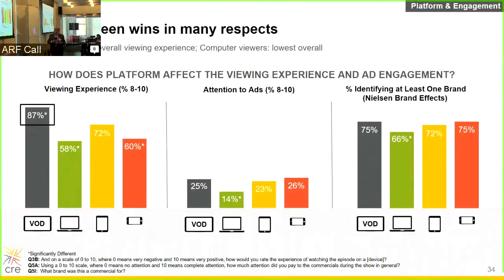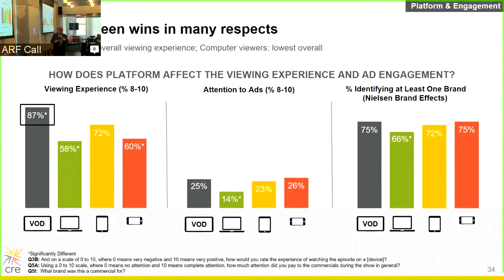And there on the left was viewing experience. How do people like the viewing experience? Clearly the TV, or in this case often the VOD, was the most favorable. Have I gotten this right, Peter? Thank you, I appreciate that. So the TV screen was the most favorable viewing experience.